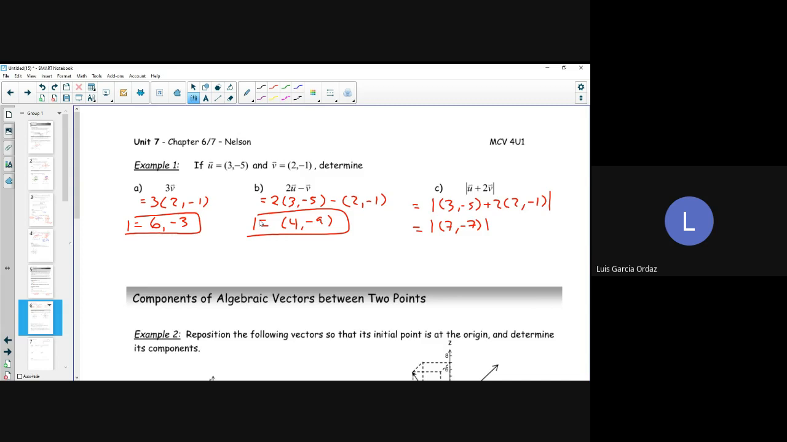Okay, so that gives me the square root of 98, which is equal to the square root of 49 times 2, which gives me 7 root 2. So that would be the magnitude of u plus 2v.